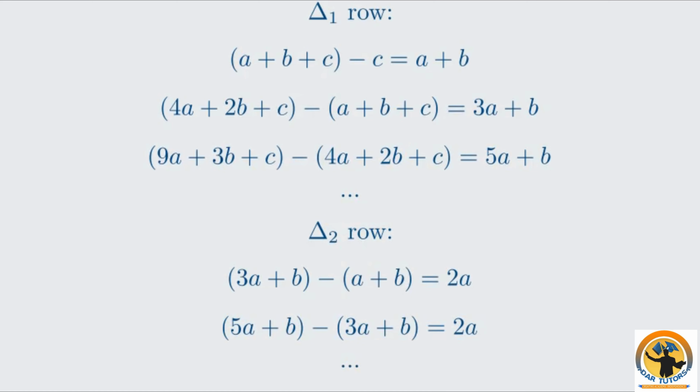The other important observation is that the y-intercept, c, is the value of y when x is 0. And the first difference, a plus b, is the difference between the first and second y values. These three pieces of information, c, a plus b, and 2a, are enough to find a, b, and c.